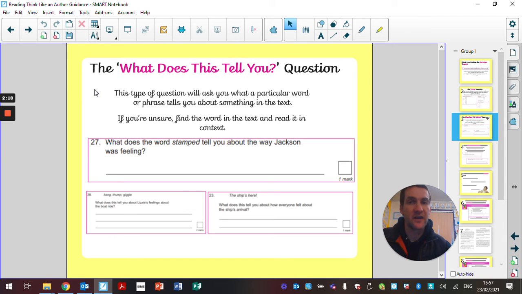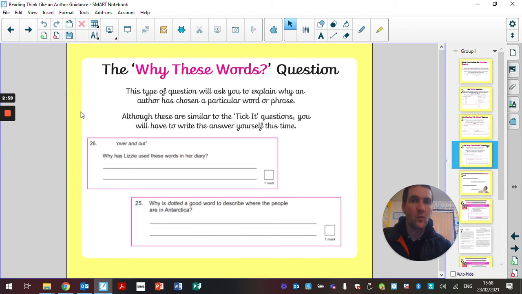Another type of question is the 'what does this tell you' type question. This type of question will ask you what a particular word or phrase tells you about something in the text. If you're unsure, find the word in the text and read it in context. In this example, it says, what does the word 'stamped' tell you about the way Jackson was feeling? So why is that specific piece of vocabulary, 'stamped', being used, in this instance to show the way Jackson was feeling? That's the 'what does it tell you' type question.